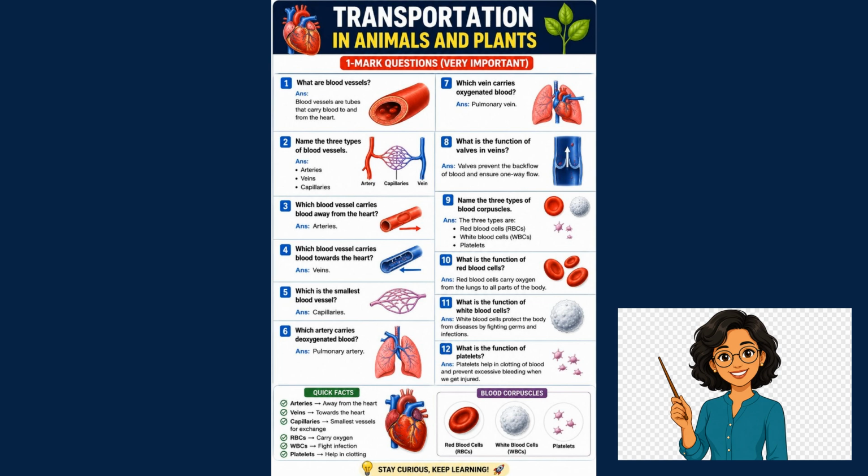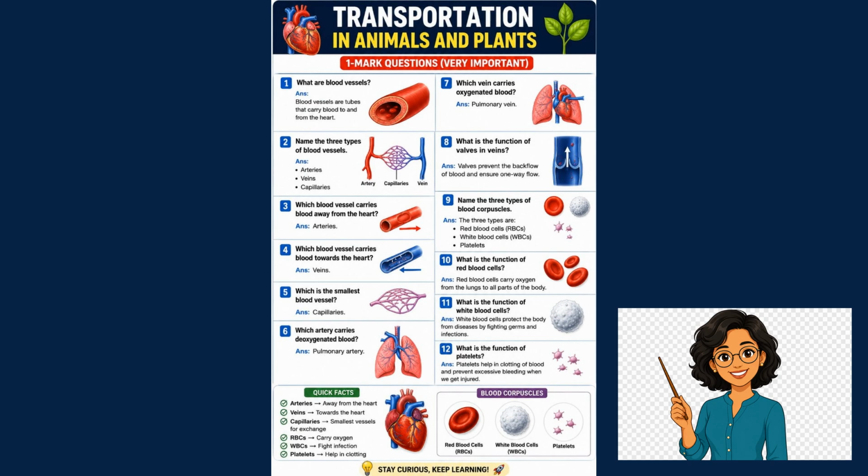Question 8. What is the function of valves and veins? The answer is, they prevent the backflow of blood and ensure one-way flow. Question 9. Name the 3 types of blood corpuscles. The answer is, red blood cells, RBCs, white blood cells, WBCs, and platelets.